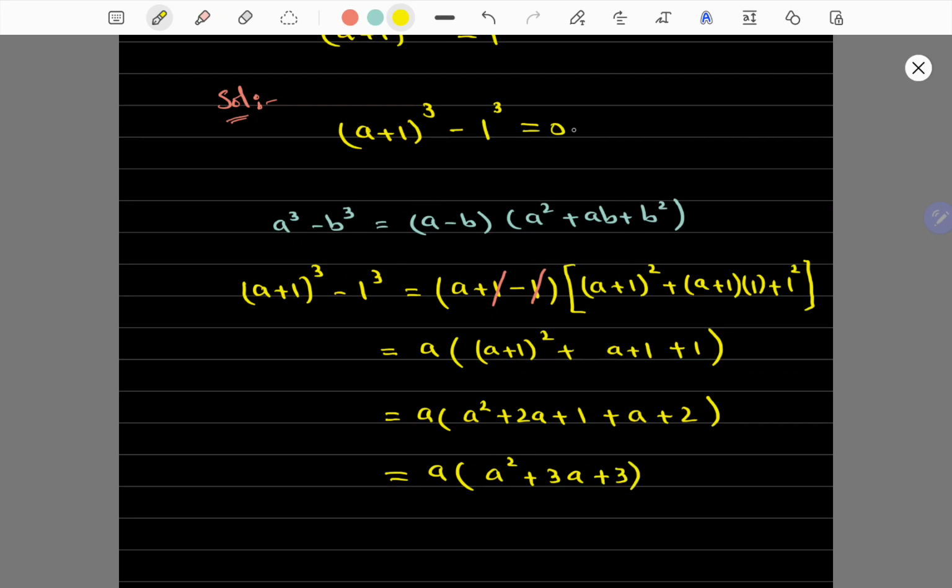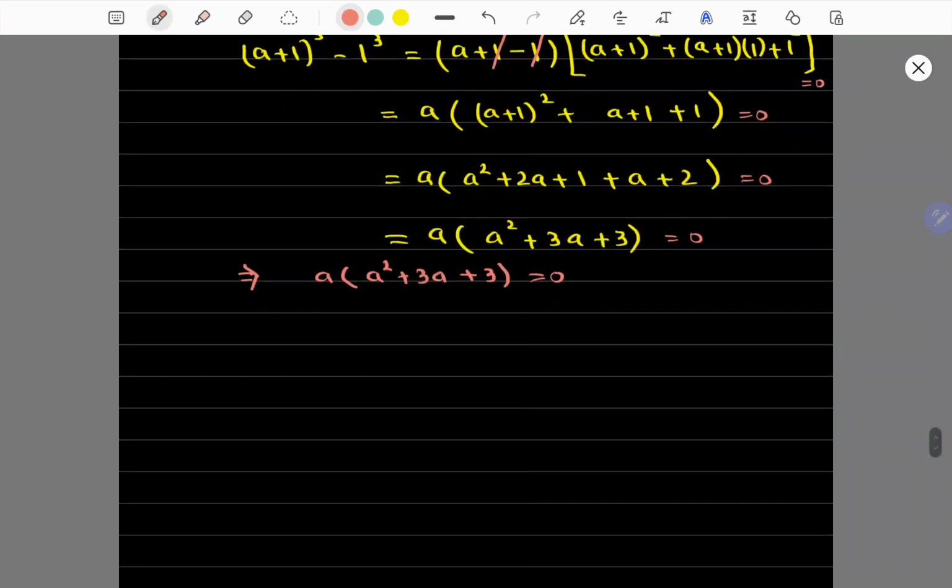Keep in mind that this all was equal to 0, so I am going to write this is equal to 0, and this implies that a times (a^2 + 3a + 3) is equal to 0. This will give that either a is equal to 0 or a^2 + 3a + 3 is equal to 0.